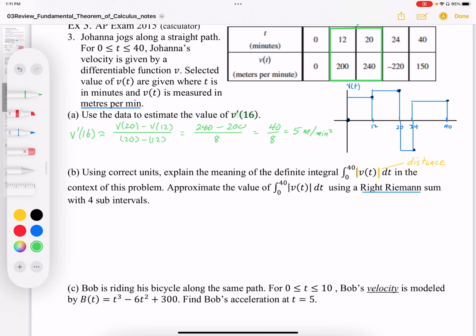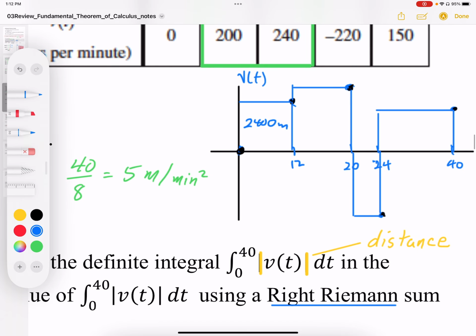It says approximate the value of this integral using a right Riemann sum with 4 subintervals. So I've just sketched the graph of these coordinates, estimated some coordinates here, and drawn in right rectangles, right Riemann sums. And so what we're going to do then is calculate these different areas. In the first area, the height is 200, the width is 12, so we're going to end up with 2,400 meters.